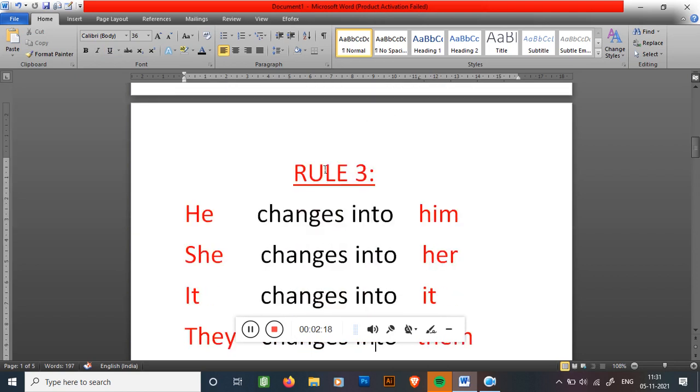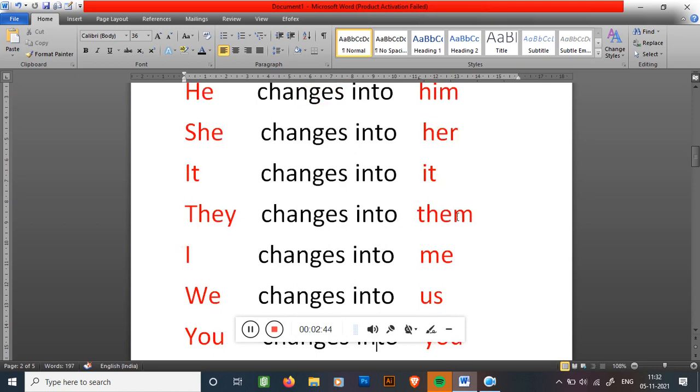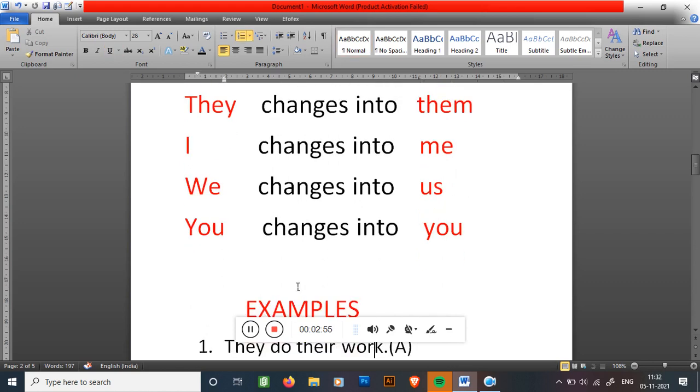Now come to rule number 3. He changes into him, she changes into her. So when we change a sentence from active to passive voice, these subjects get changed into these: he changes into him, she changes into her, it changes into it, they change into them, I changes into me, we change into us, and you changes into you. So it means it and you remain as they are.